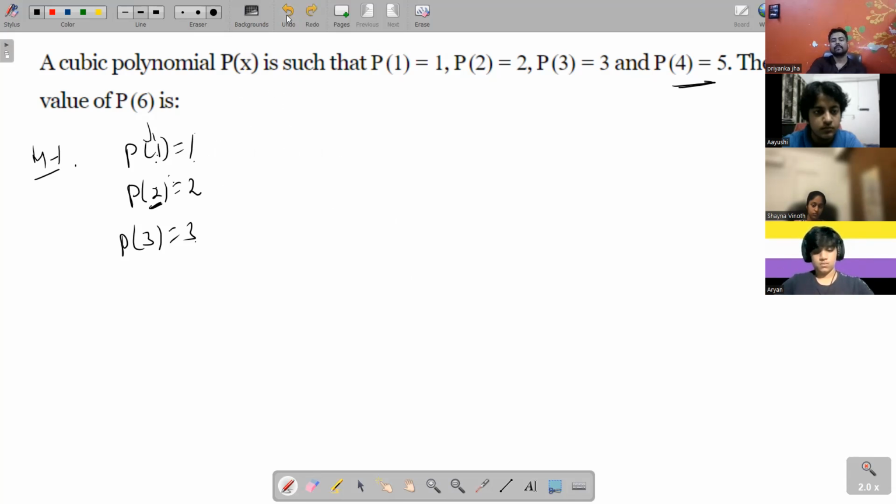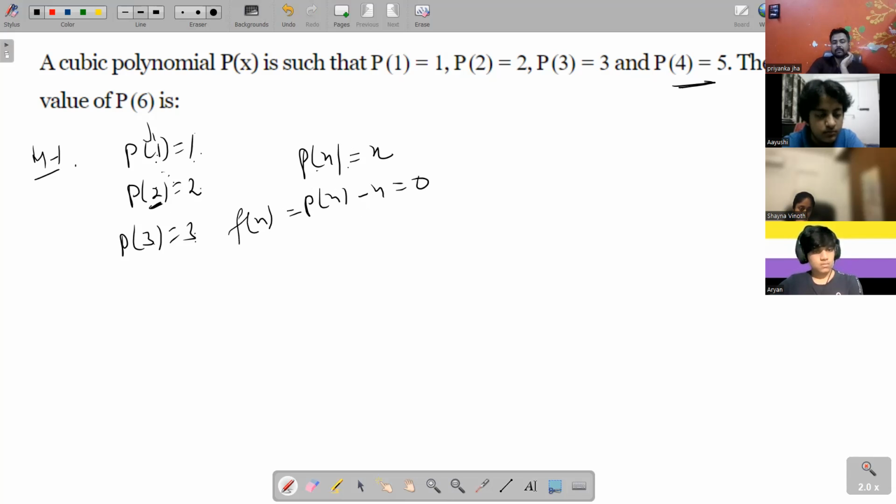Okay, do one thing. P of 1 minus 1 equal to 0. In general form, Px is a polynomial. P1 is 1, P2 is 2, P3 is 3. It means that Px equal to x. So bring x to the left. Just suppose that this is your equation fx. Assume that this is your equation.